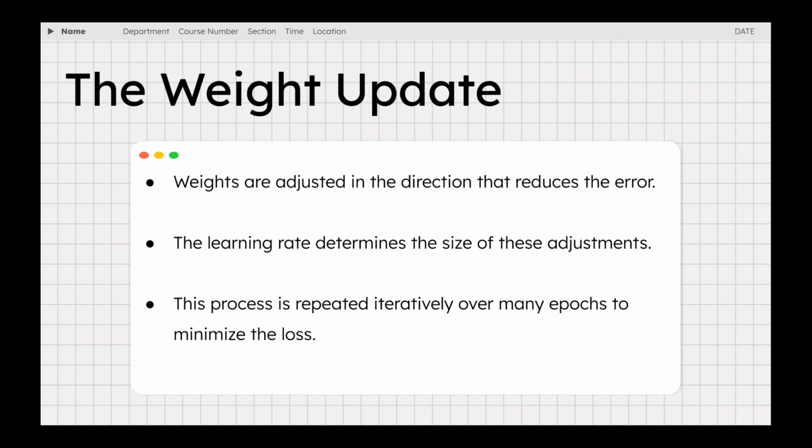The weight update. So weights are adjusted in the direction that reduces the error. The learning rate determines the size of these adjustments, and this process is repeated over and over as many times as needed to reach minimal loss.